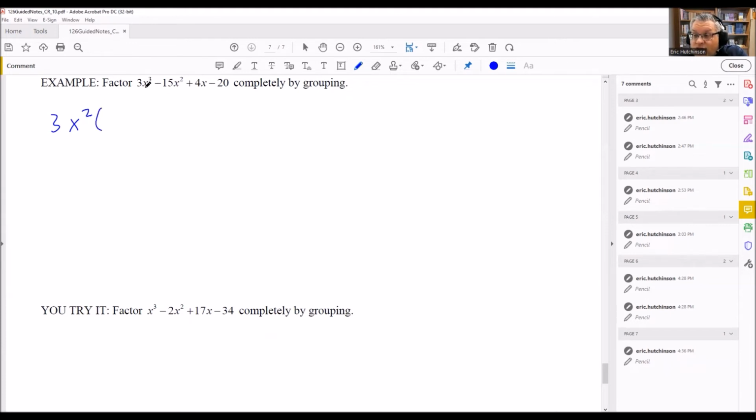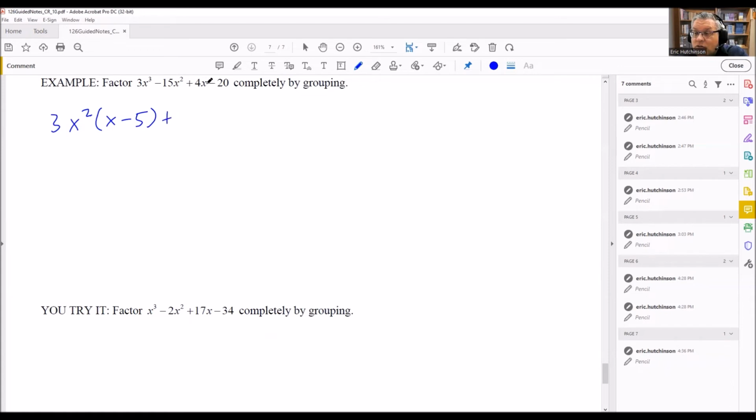Next, I need to factor. Again, I'm only working with the first two terms. 3x cubed divided by 3x squared leaves an x left over. Negative 15x squared divided by 3x squared: negative 15 divided by 3 is negative 5, and then x squared divided by x squared would be a 1. So I can just leave it as x minus 5.